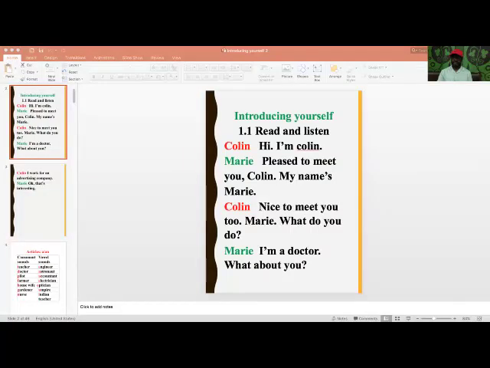I'm a doctor. What about you? Repeat after me. I'm a doctor. What about you? The intonation is important. The contraction is important too.